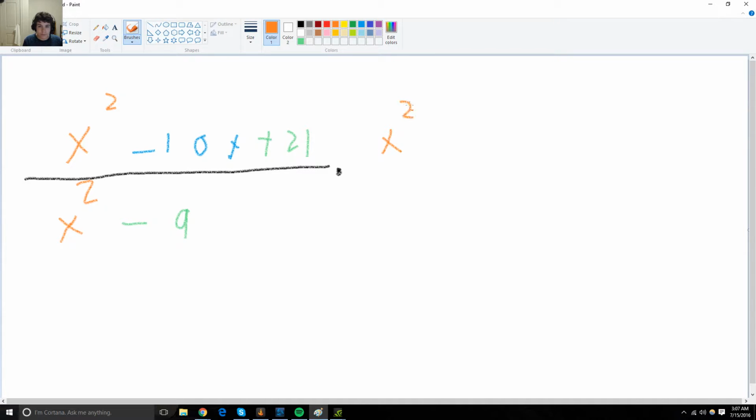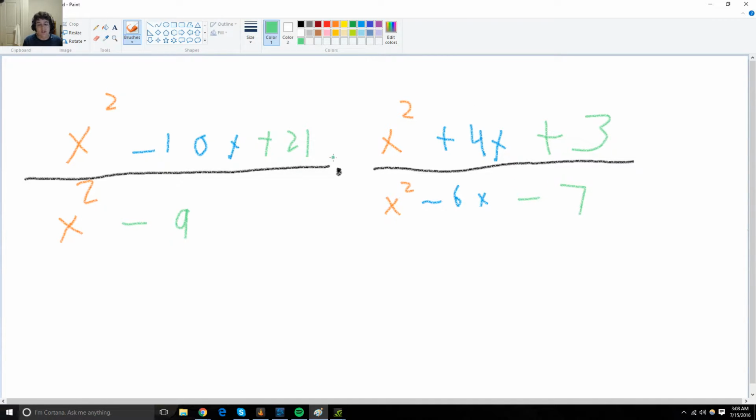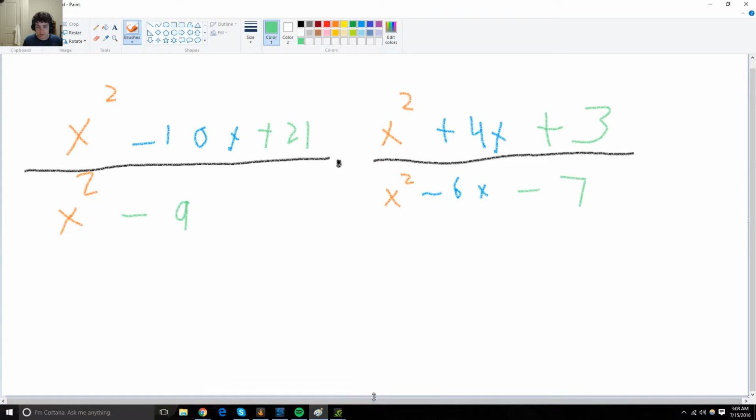x squared minus 4, plus 4x, custom green color, plus 3 over x squared minus 6x minus... finally. Alright. So, steps here: multiply the top together, multiply the bottom together, factor. Yeah, first step is factor. Ignore what I said. I'm going to give myself a little more space there.